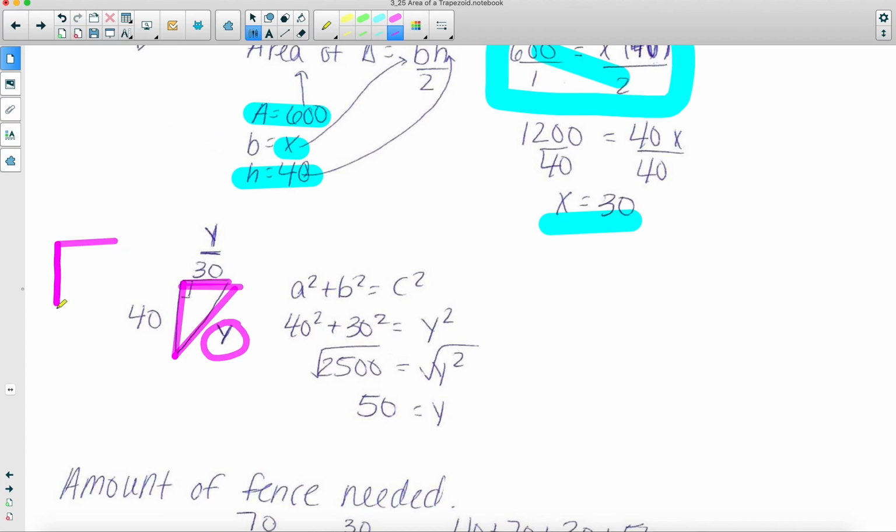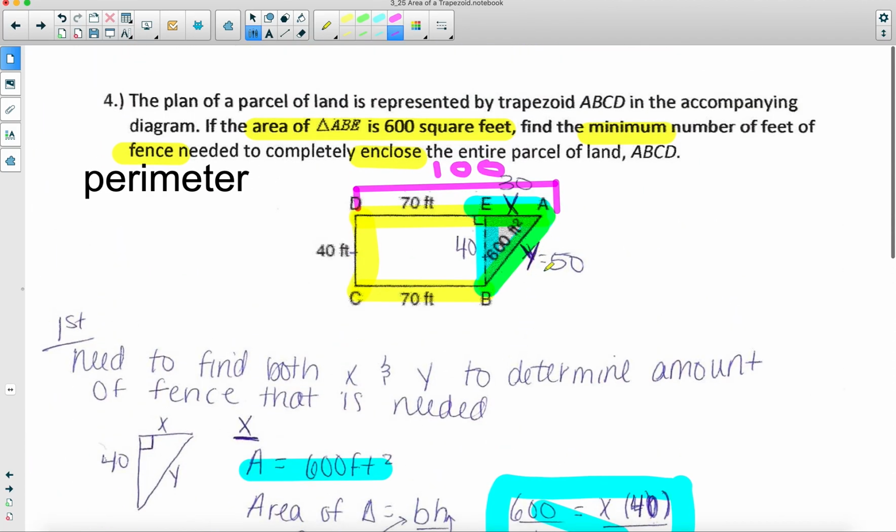Do you guys remember the right triangle 3, 4, 5 triple? So if it's 30, 40, this would then have to be, yep, 50. Or just use the Pythagorean theorem. Take a look at the algebra. We find that y is 50. So now, back up here, we have our 50. So we have our 1, 2, 3, 4 sides.